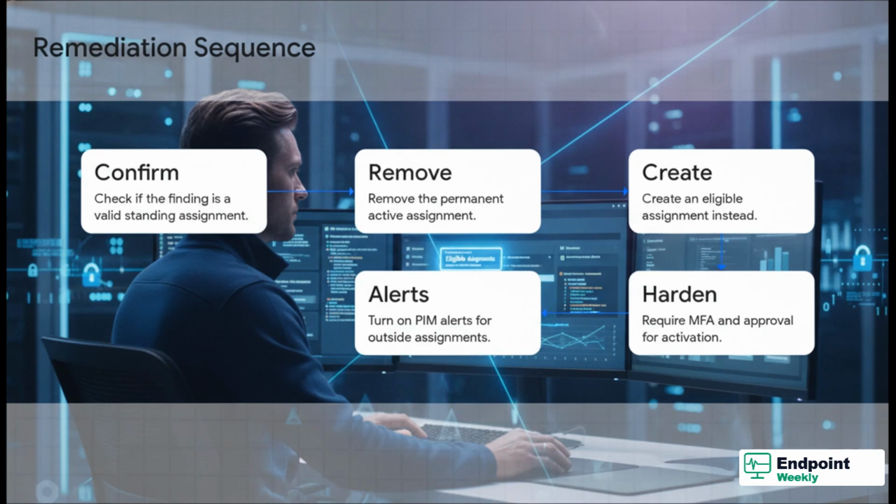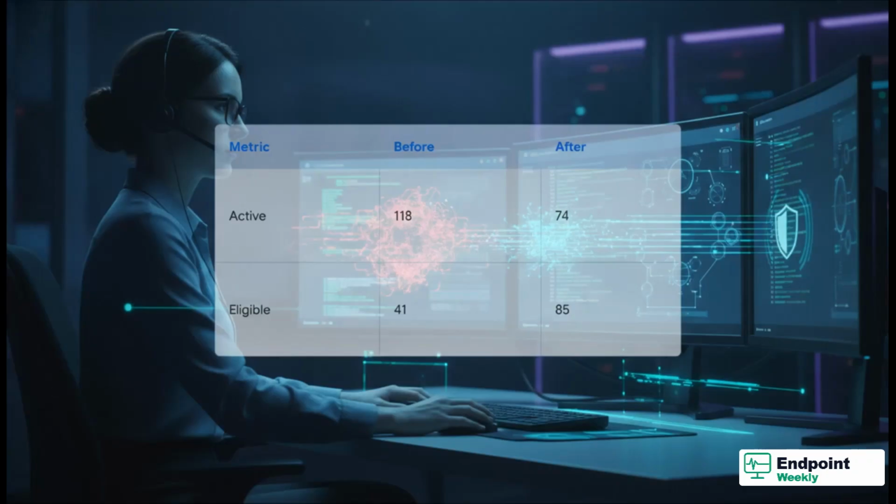Step 4. Harden your activation policy. Make sure it requires MFA, a business justification, and a max activation window of, say, 4 to 8 hours. And finally, Step 5. Turn on PIM alerts. This way your team gets notified immediately if anyone tries to assign roles outside of privileged identity management in the future. Just look at how dramatic this shift is when you actually apply the process.